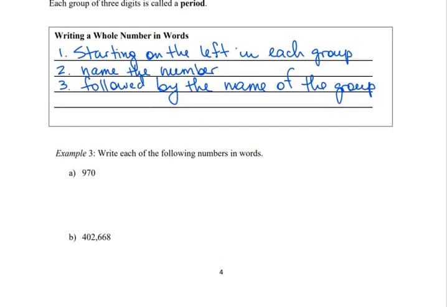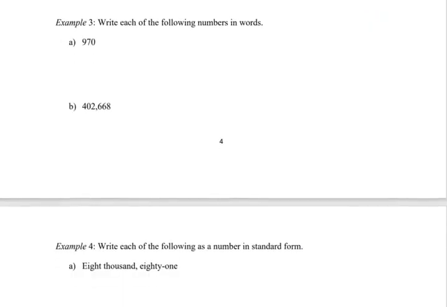So you're going to separate the number into groups. Starting with the left one, you're going to name the number and then followed by the name of the group. So the first example that we have, example 3, you have 970. Okay, so it is just one group. So we're just going to name this number. So you have 9, and it is in the place of 100. And then you have 70. So you do not need to follow by the period name because it's in the ones, and ones gets a minute.